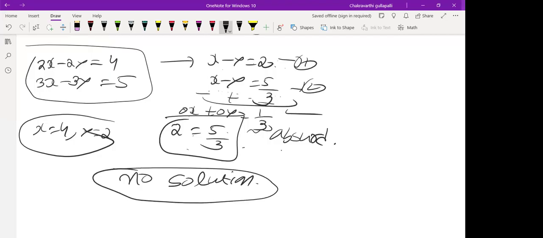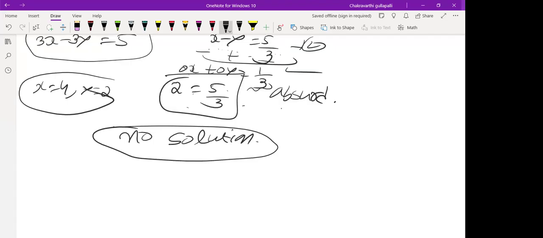How do we represent the no solution case? That means no common point at all, no point of intersection. This is one line, this is another line, with no common point. So they are non-intersecting lines. No solution means they are parallel lines.